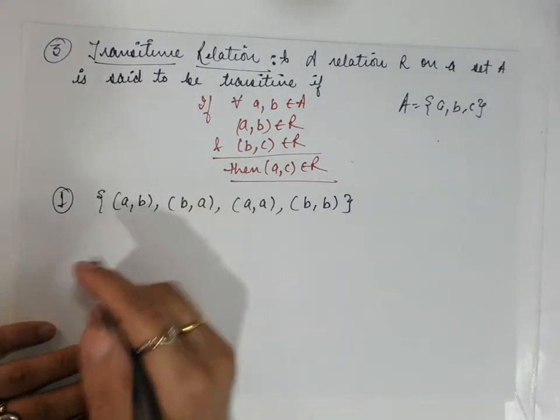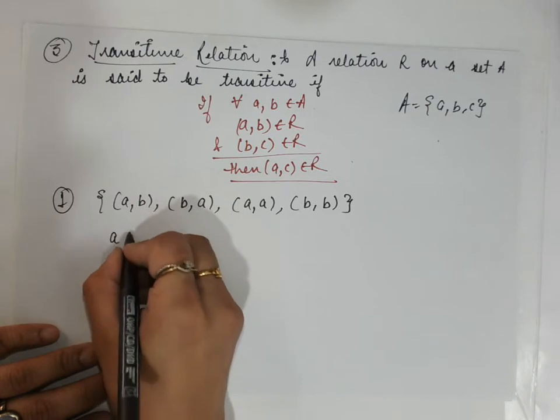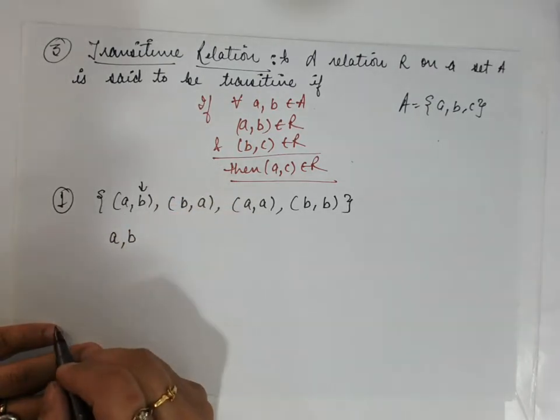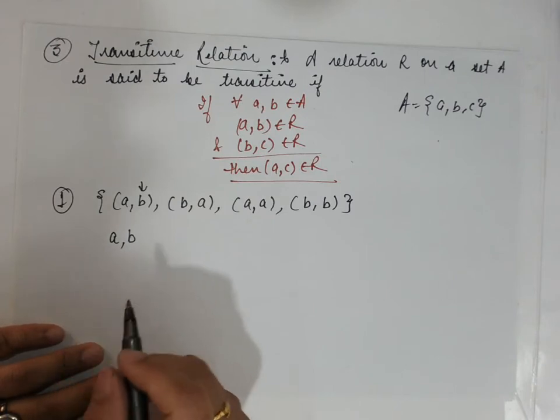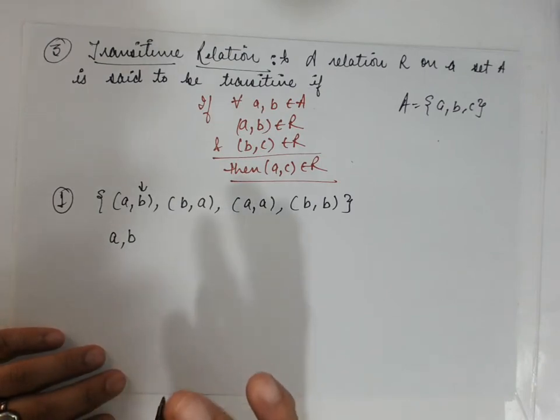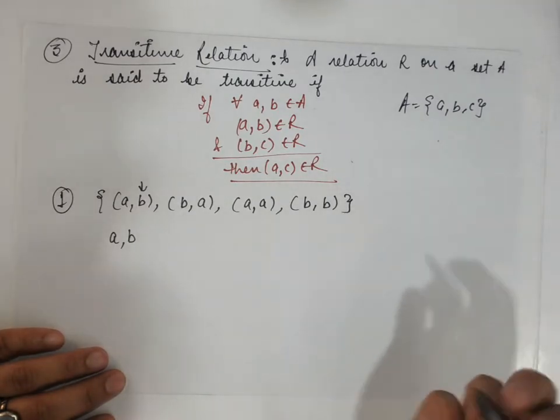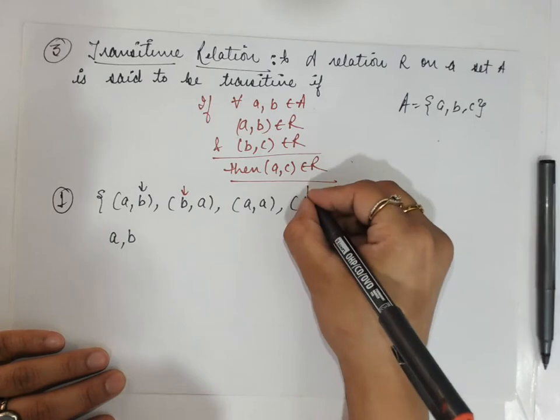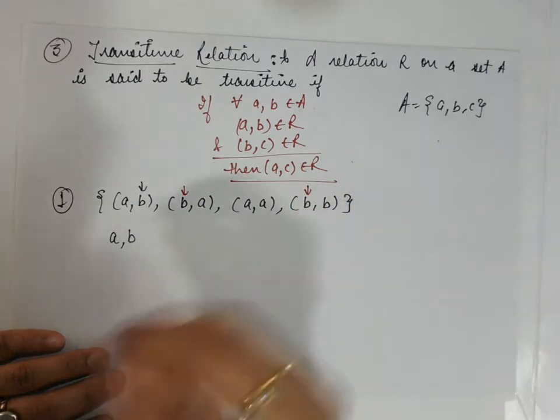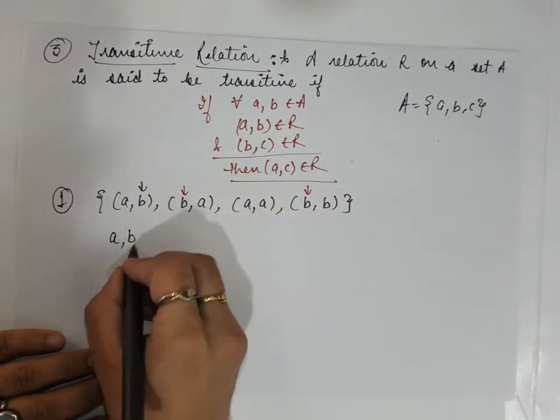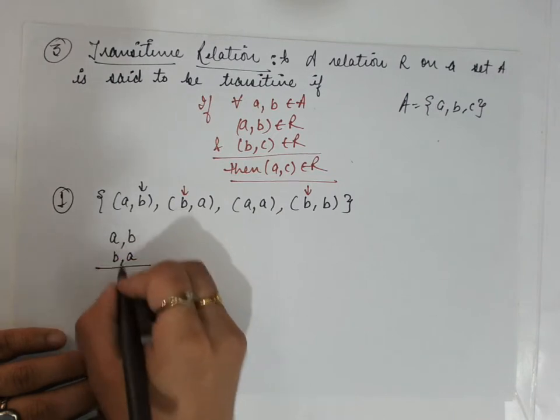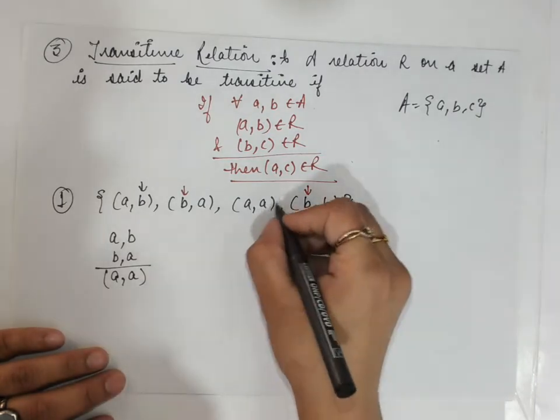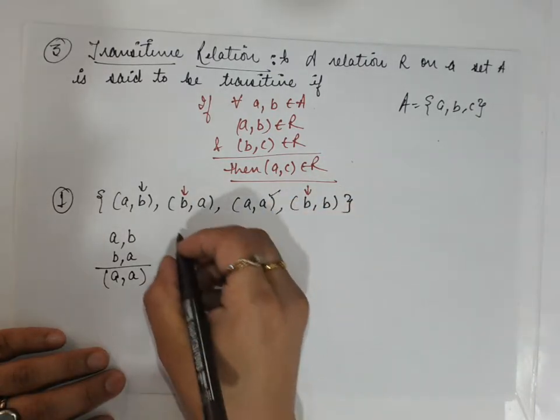Check the first example. If AB is present in a relation, then I have to check whether the second element of the first ordered pair is the first element of any other ordered pair. Yes, B is the first element of this ordered pair, and B is also the first element here. Then I have to check AB, BA or A comma A. Is A comma A present in the relation? Yes, A comma A is present in the relation.